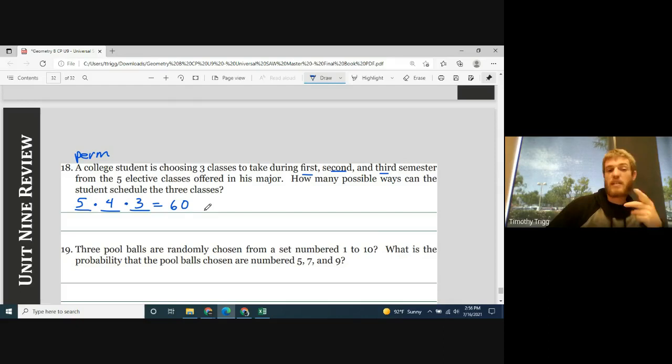You can't retake a course, right? Otherwise it won't count the second time. So they have to be unique courses.